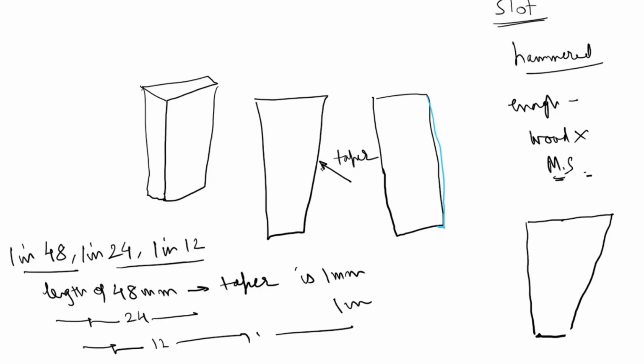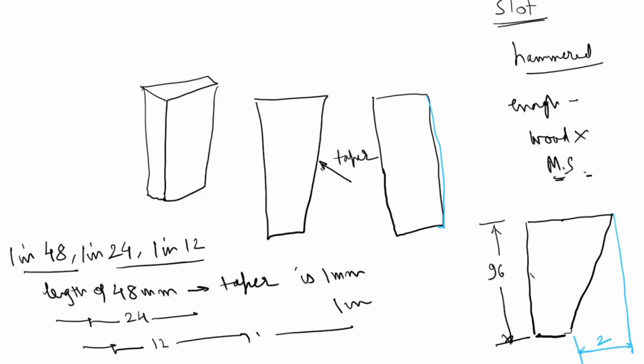I have exaggerated it. Now see, suppose this length is 96 mm. What I am saying? I am saying that the taper is 1 in 48. That is, for a length of 48 mm, the taper is 1 mm. So for a length of 96 mm, taper should be 2 mm. Taper should be 2 mm means this distance should be 2 mm.